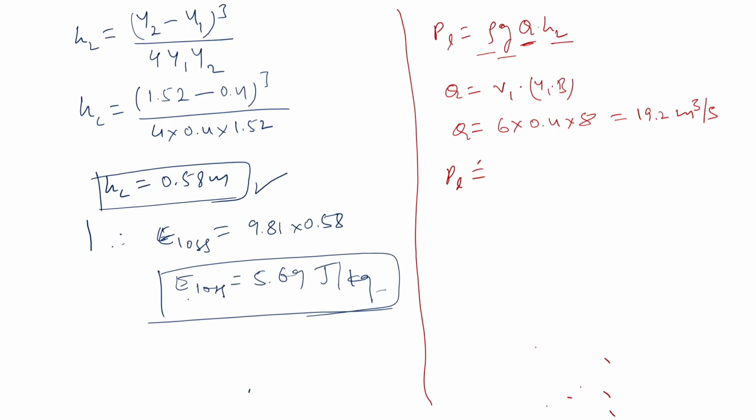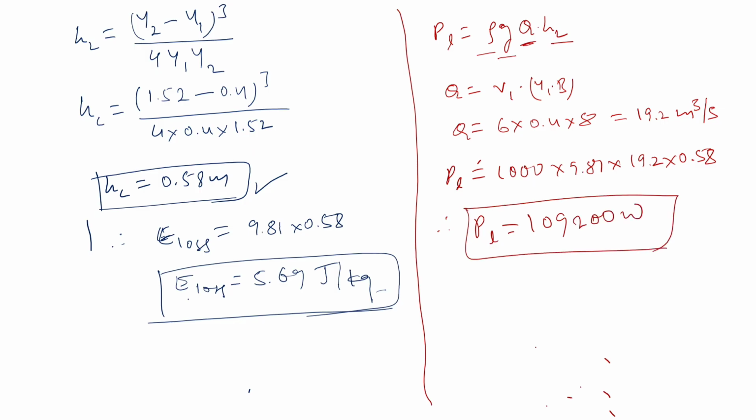PL is equal to rho is 1000 into g is 9.81 into Q is 19.2 into HL is 0.58. Therefore, power loss equals 109,200 watts. If you solve all these conditions, you will get full marks.